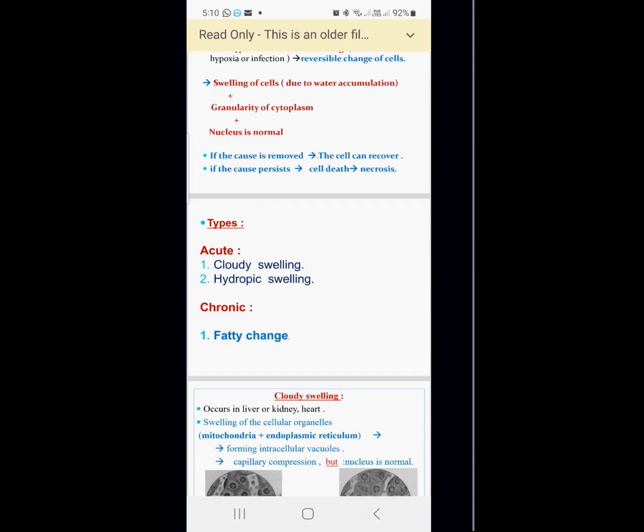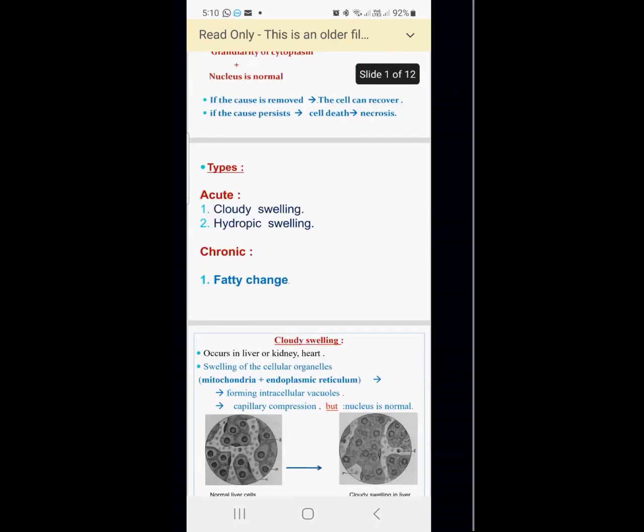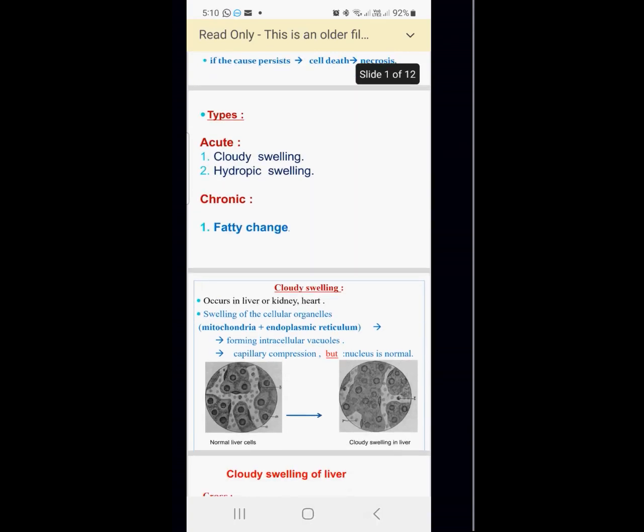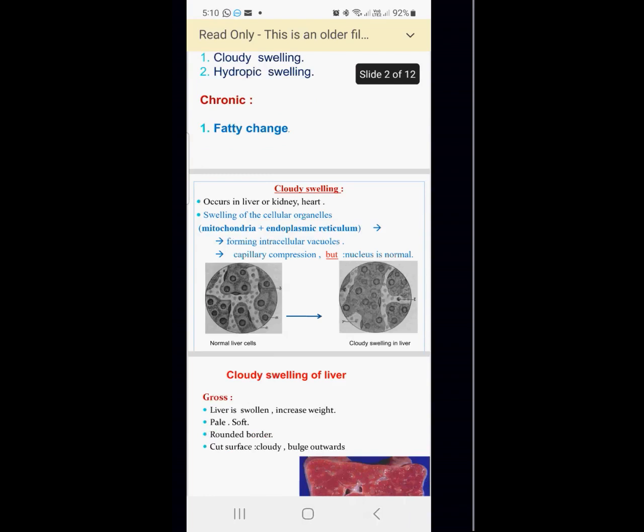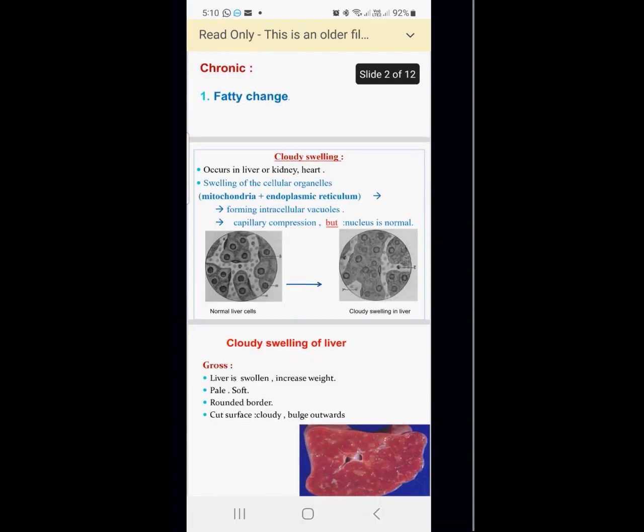قلنا عندنا الأكيوت والكرونيك اللي هي الأكيوت بنسميها الكلاود سويلنج والهيدروبيك سويلنج. وعندنا الفاتي changes. الفاتي changes due to the position of the fat tissue. So الكلاود swelling هي common organs to have الكلاود swelling والهيدروبيك changes اللي هي الليفر or kidney and the heart.